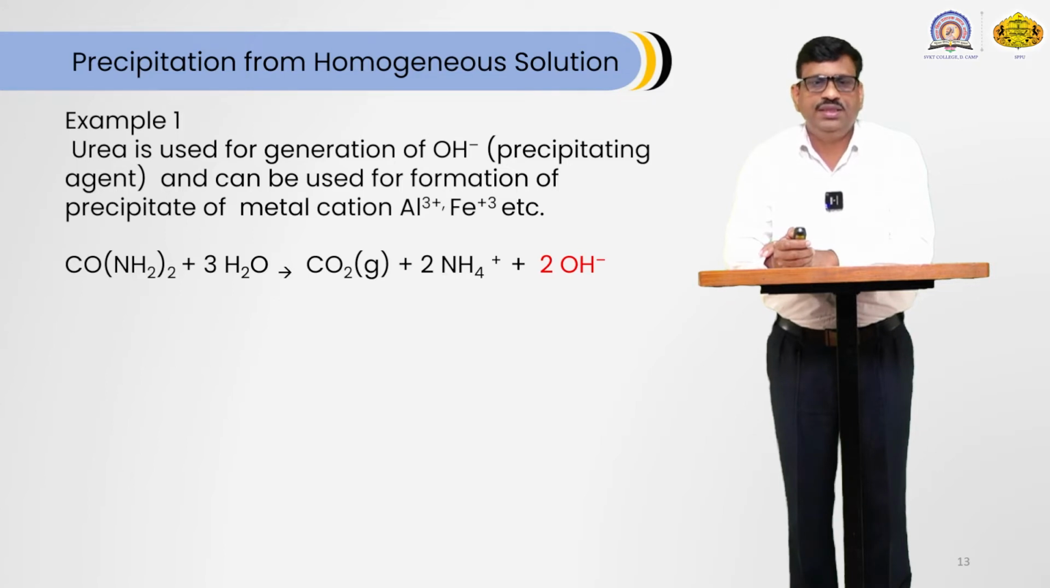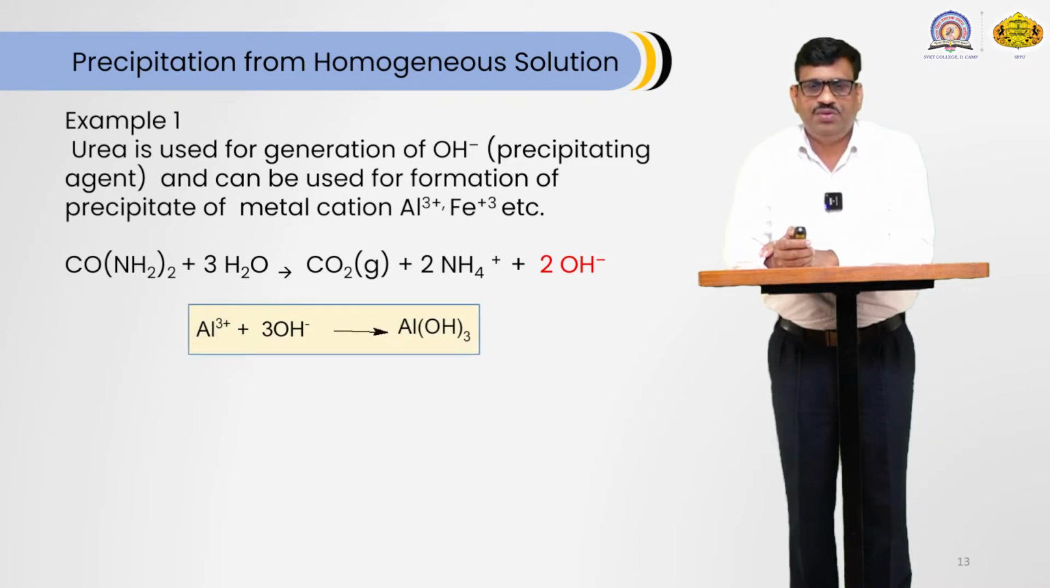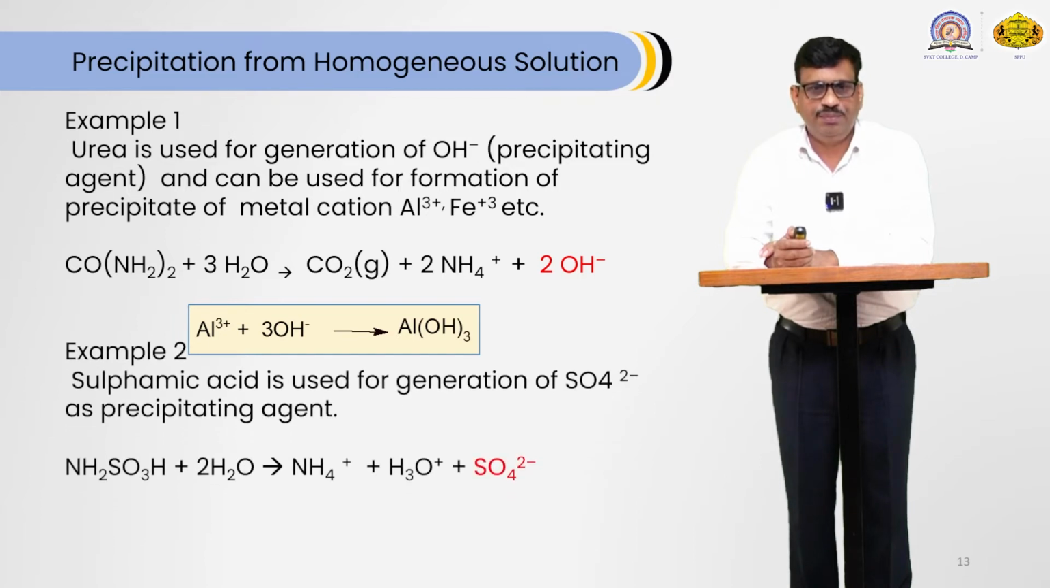If your solution contains Al3+ or Fe3+, then this metal cation can combine with this OH- and there is formation of the precipitate. In this reaction, it is shown Al3+ combines with 3 OH- and there is formation of Al(OH)3 as a precipitate.